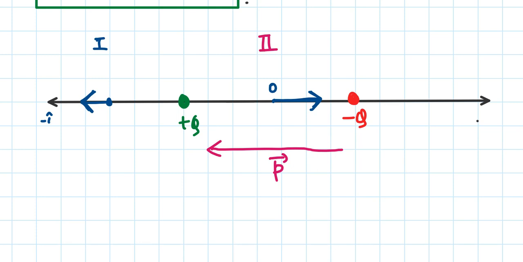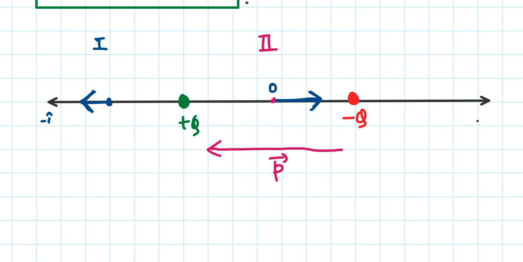So in relation with dipole moment, the electric field in region 1 is parallel, and in relation to the dipole moment, the electric field in region 2 is anti-parallel. So the electric field in the center actually points exactly opposite to the dipole moment vector.